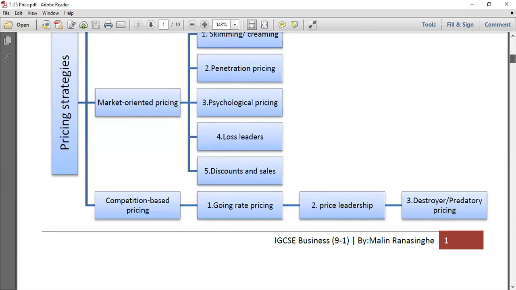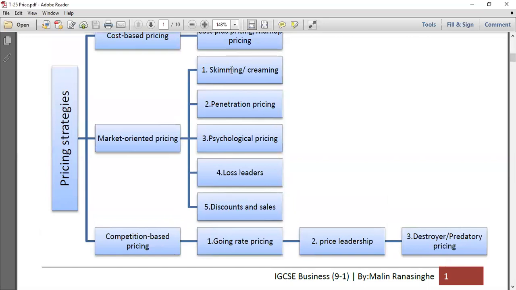Briefly explaining everything: skimming means charging a high price in the beginning and then reducing the price later on. This is like an example we discussed before, like Granite Teco, charging a high initial price in order to attract early adopters. In the penetration pricing strategy, they use the opposite of skimming. They use a low-high method, charging a low price in the beginning to establish market share, and then gradually they increase the price once they have established it.